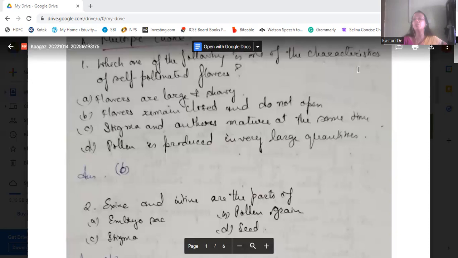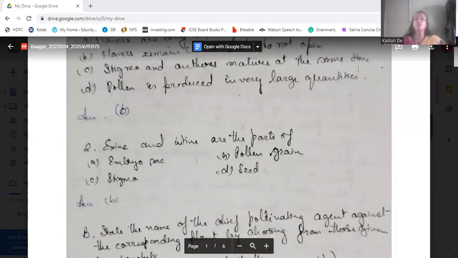Pollen is produced in very large quantities. That is also a characteristic of plants which do cross-pollination, because in cross-pollination a large amount of pollen grain is wasted. So large quantities of pollen grains have to be produced. Then exine and intine are the parts of embryo sac, pollen grain, stigma or seed. It's the part of the pollen grain. Exine is the outer layer and intine is the inner layer of the pollen grain.